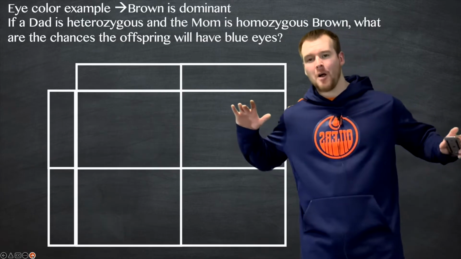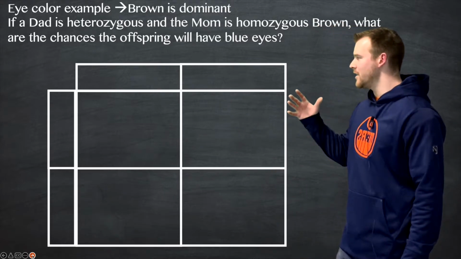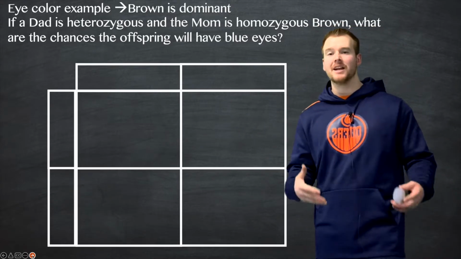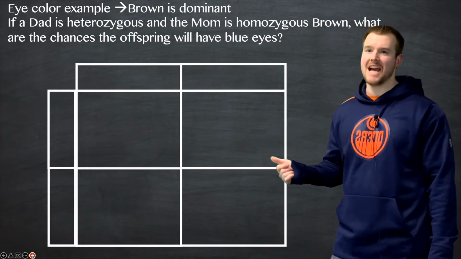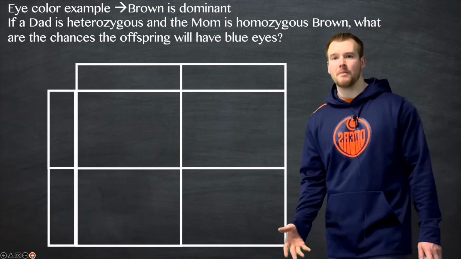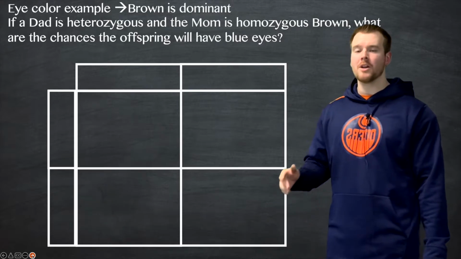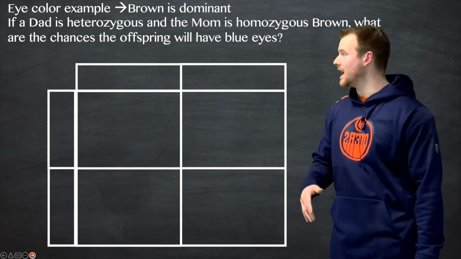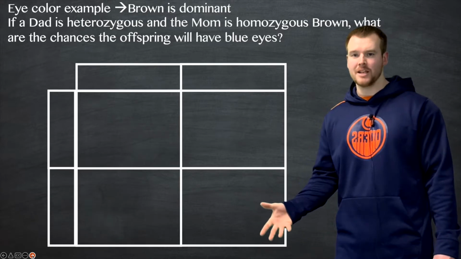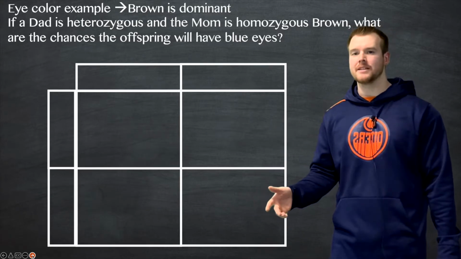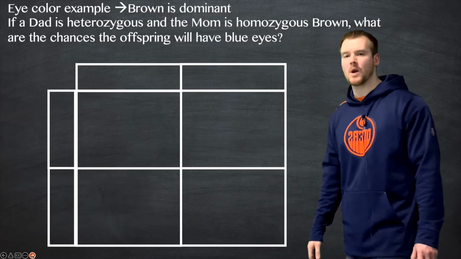Okay, so now we're going to take all that information and put it into a question for trying to determine what the offspring is going to be like between two parents. So it says if a dad is heterozygous and a mom is homozygous and brown, what are the chances the offspring will have blue eyes? In the top here I put, we're going to use that same understanding that brown is dominant and blue would be recessive. So how do we apply this to a Punnett square?